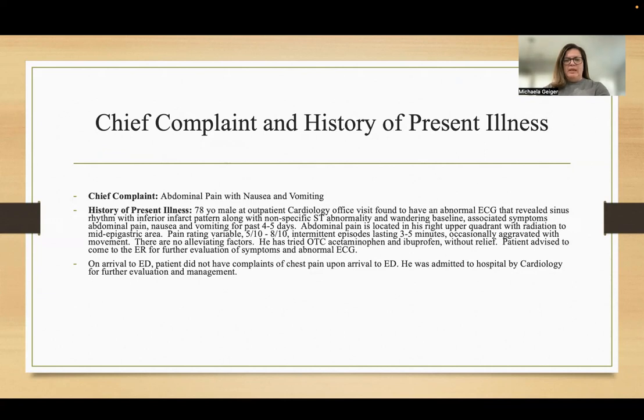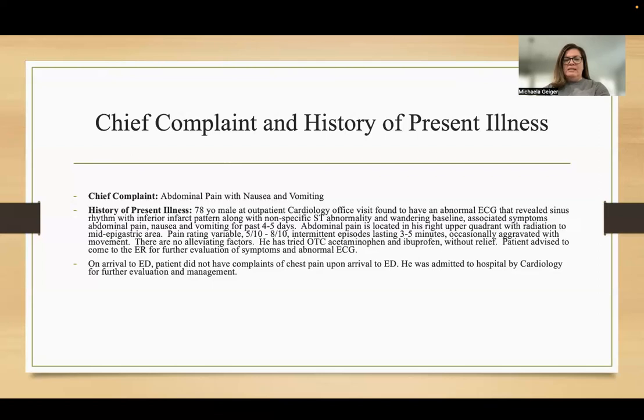The abdominal pain is located in his right upper quadrant with radiation to the mid-epigastric area. His pain was variable, 5 to 8 out of 10 on the pain scale, with intermittent episodes lasting 3 to 5 minutes. His symptoms occasionally were aggravated with movement. There were no alleviating factors. He had tried over-the-counter acetaminophen and ibuprofen without any relief.